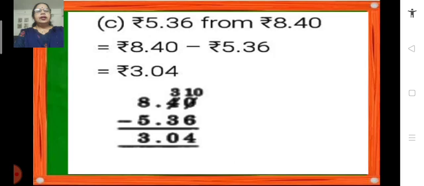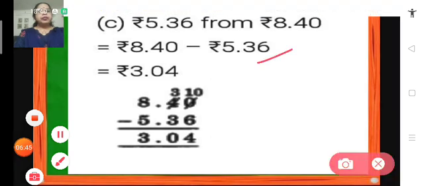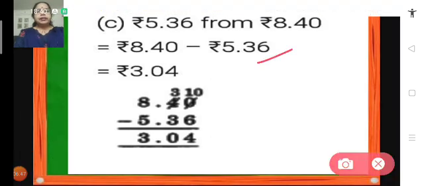C. 5.36 from 8.40. So, we have 8.40 minus 5.36. Both are like decimals. So, we just write them according to the place values like this and start subtraction. So, we start subtracting from extreme right, from hundredths place.